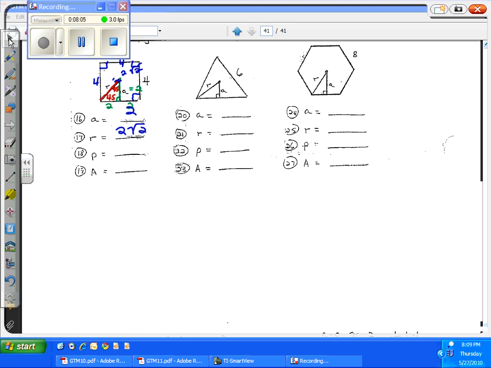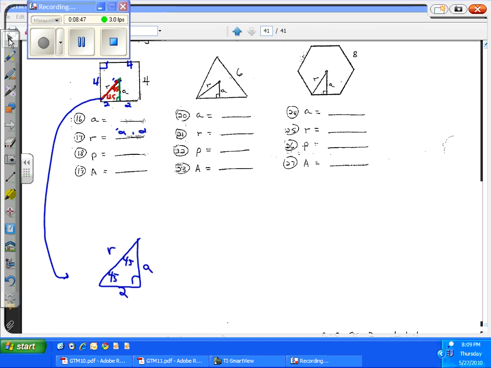I'll just go ahead and pull all that out in case we missed it, maybe using the formulas, since this is a review. The apothem bisects the side, so this is 2 and 2. So we could extract that right triangle. It's a 45, 45, 90. This little piece is 2. This is the apothem. This is the radius.